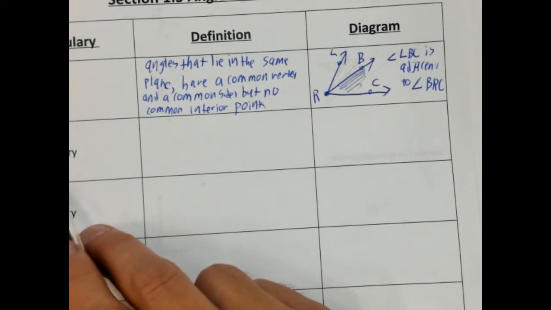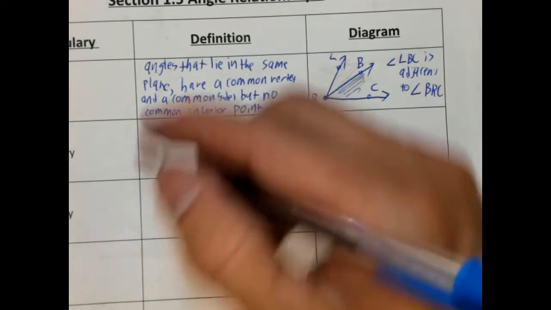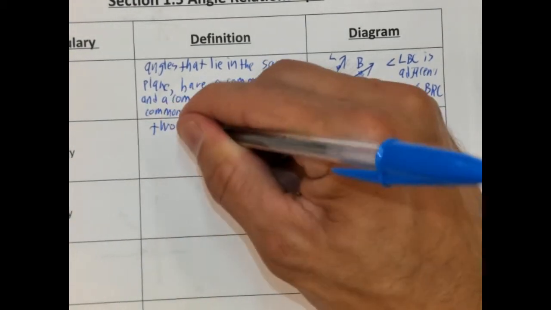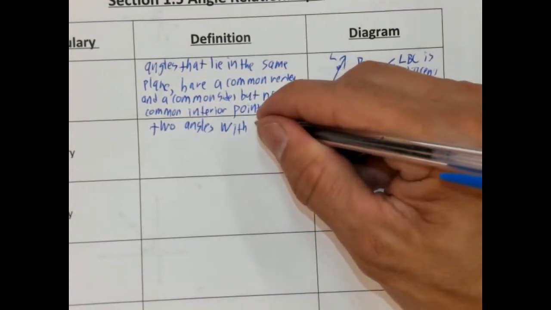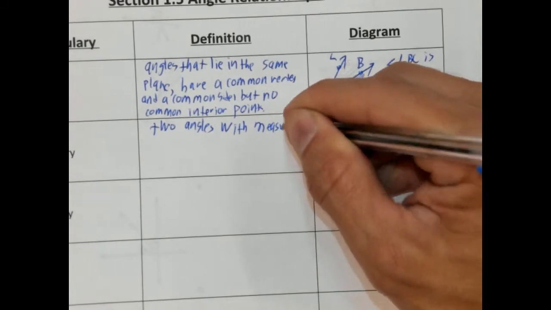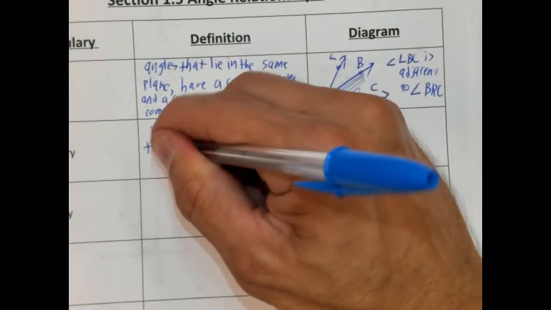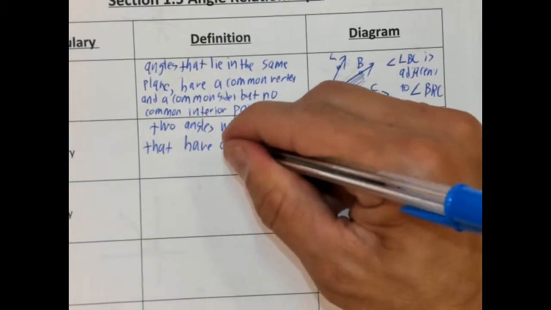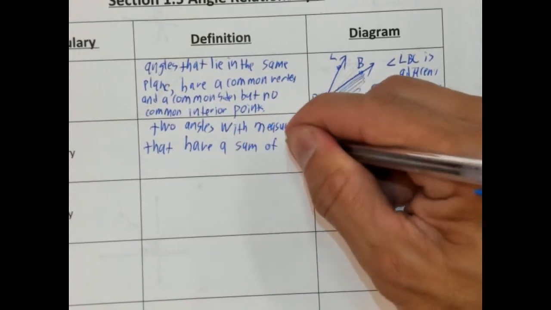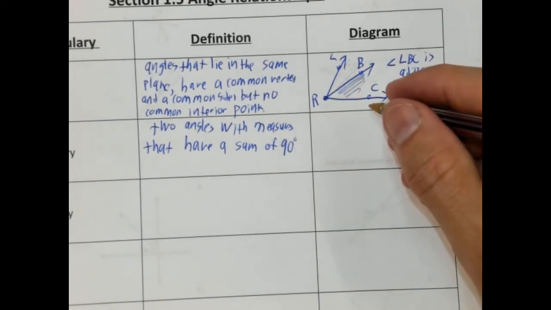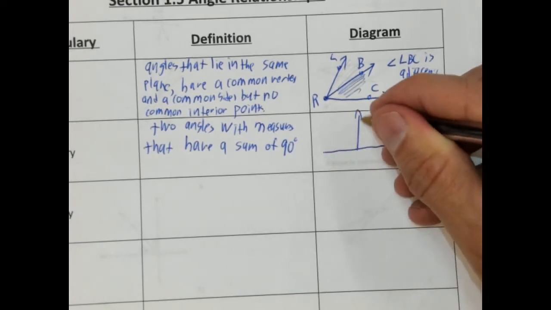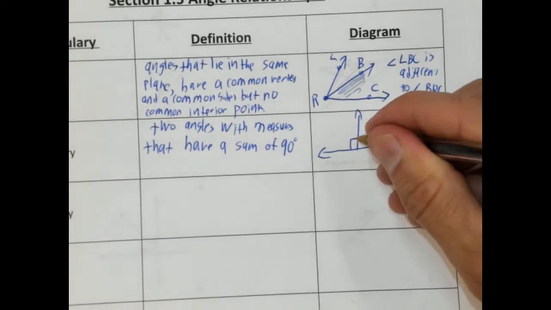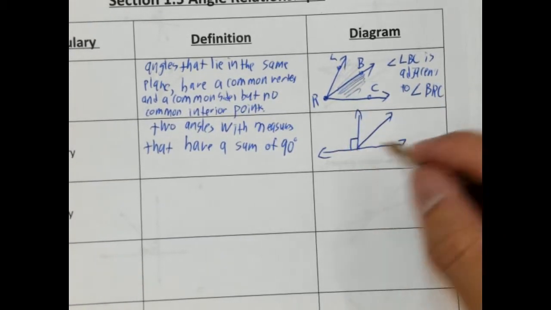Complementary angles. Okay, complementary angles: two angles with measures that have a sum of 90 degrees. Okay, so for example, let's say we have something like this. We know this is a right angle here, so if this is 90, that means these two have to add up to 90.